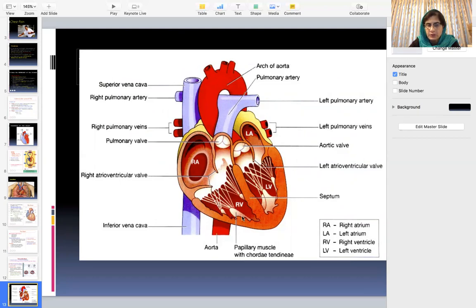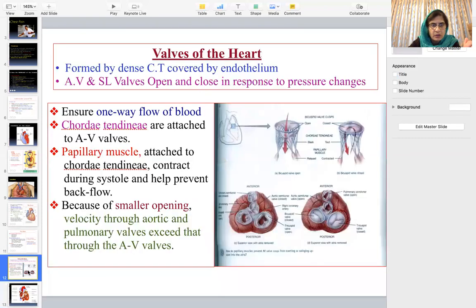Okay? So if we see the cut section of the heart, we see these specialized muscles called the papillary muscles, which are attached to the valves between the atria and ventricles through the chordae tendineae. Now these chordae tendineae act as reins. Like the reins of horses, they hold the valves so that they do not prolapse into the atria. So it keeps the valves taut.